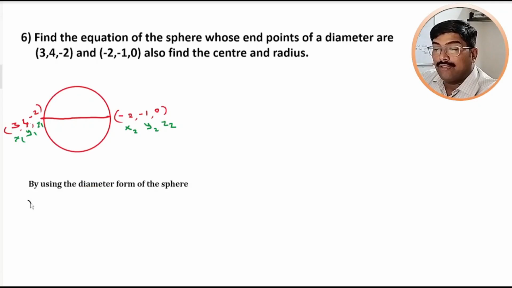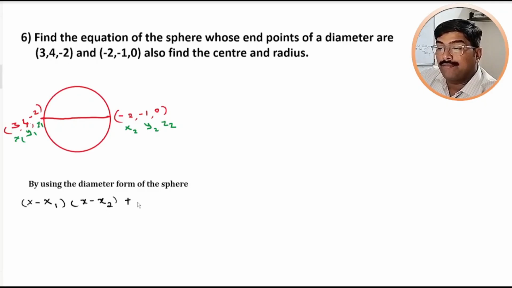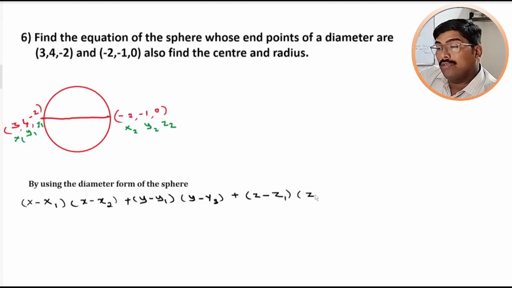That is x minus x1 into x minus x2 plus y minus y1 into y minus y2 plus z minus z1 into z minus z2 is equal to 0.